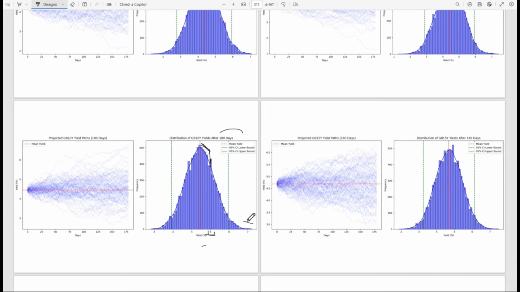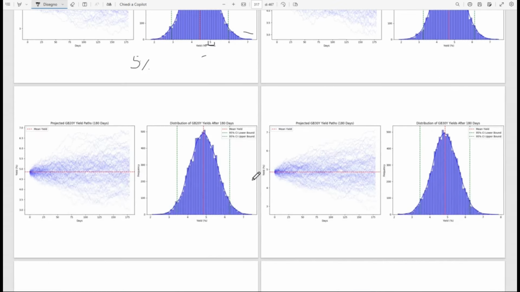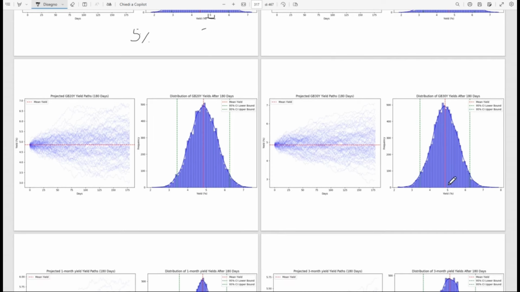What is here? We see the 95 upper bound. So there is a 5%, this is a VaR 95, so there is a 5% probability that the 10-year goes to 6% in the next 180 days. That's why these are volatility risk measures that to me are very concerning, and people should pick up the signal and really make sure to be prepared, because the market is going to be very volatile.